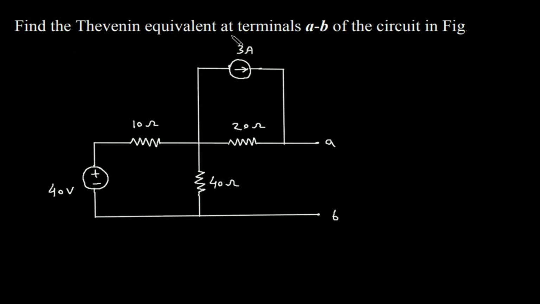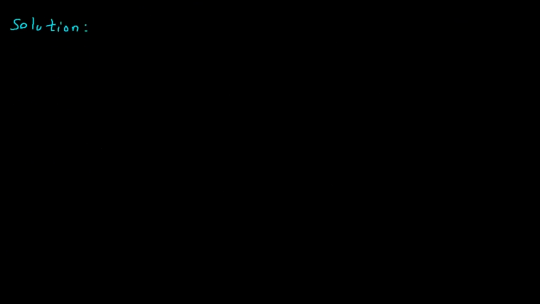Find the Thevenin equivalent at terminals AB of the circuit in figure. We have to find VTH and RTH of this circuit. Solution. First of all, we will redraw the circuit.